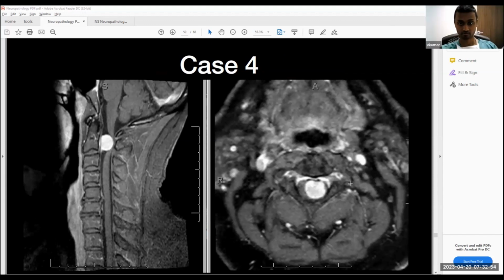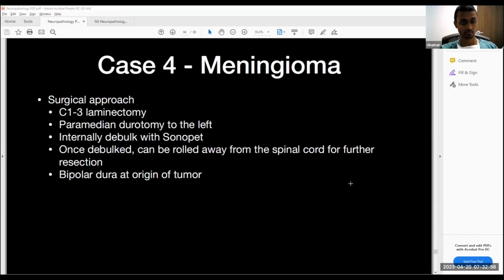Yeah, perfect. So yeah, a C1 to 3 laminectomy. Because the tumor is pushing the spinal cord over to the right side, you can do a paramedian durotomy closer to the left side. Because it's so big, it's tough to separate it from the cord without causing issues. So debulk it with the Sonopet and then slowly roll it away from the spinal cord for the resection, and then bipolar the dura at the origin of the tumor.